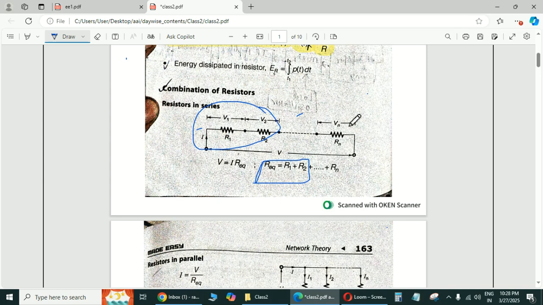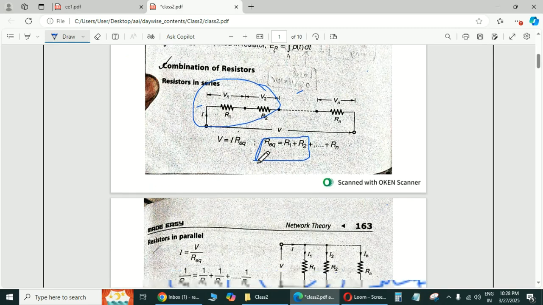Suppose I have two resistors, each with a resistance value of 10 ohm, then total resistance will be the algebraic sum, that is 10 plus 10 equals 20 ohm.